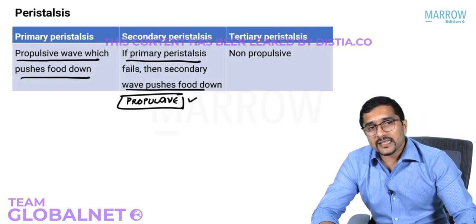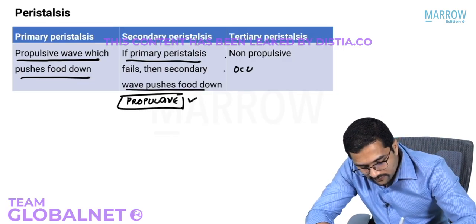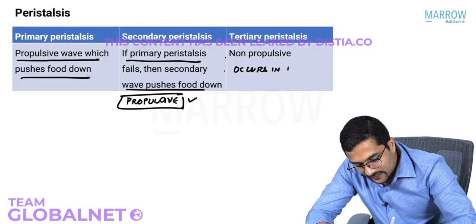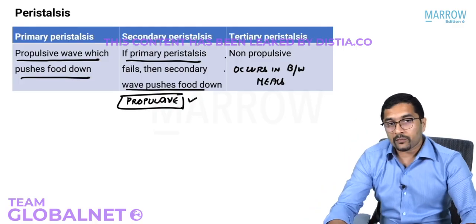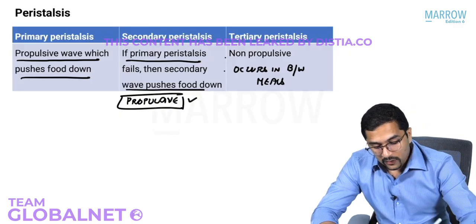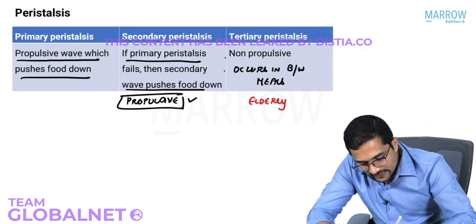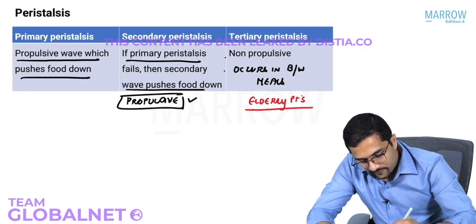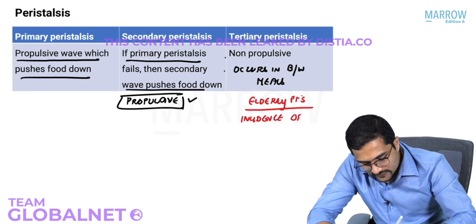Tertiary peristalsis is a non-propulsive wave and it usually occurs in between meals. It is non-propulsive in nature. Now, it has been seen that in elderly patients, the incidence of tertiary peristalsis increases.